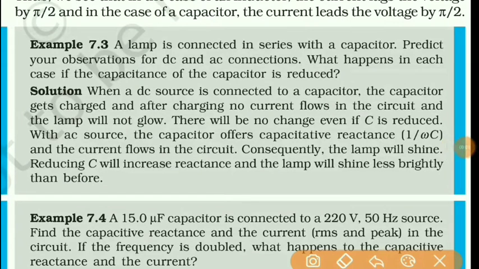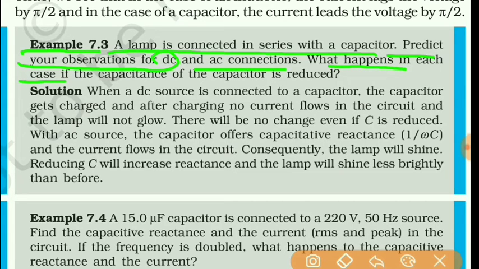Now explanation of example number 7.3. Students, here it is given that a lamp is connected in series with a capacitor. Predict your observations for DC and AC connections. Also, we have to answer what will happen in each case if the capacitance of the capacitor is reduced.